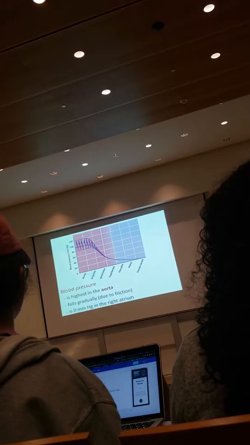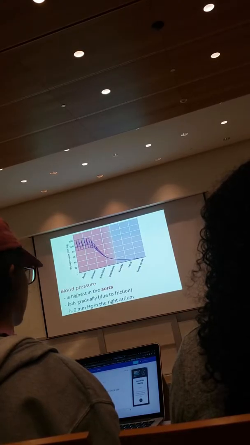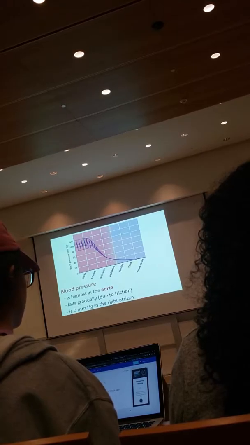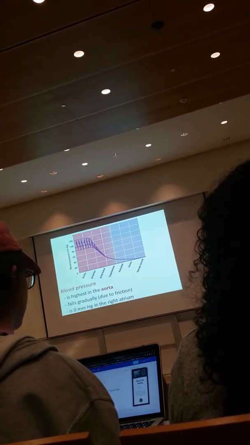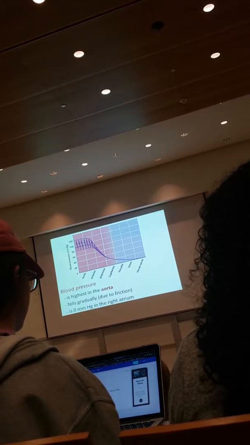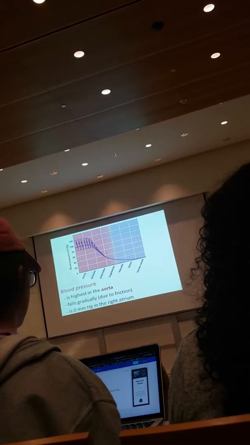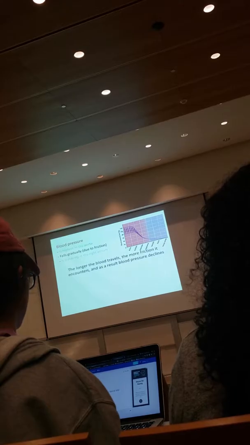The capillaries are not the lowest, as many people think. The capillaries are low, much lower than the aorta. We're talking about 18 or so millimeters of mercury, that's the unit. But we have zero eventually in the atrium. So let's talk a bit about the falling part. We'll just highlight this.